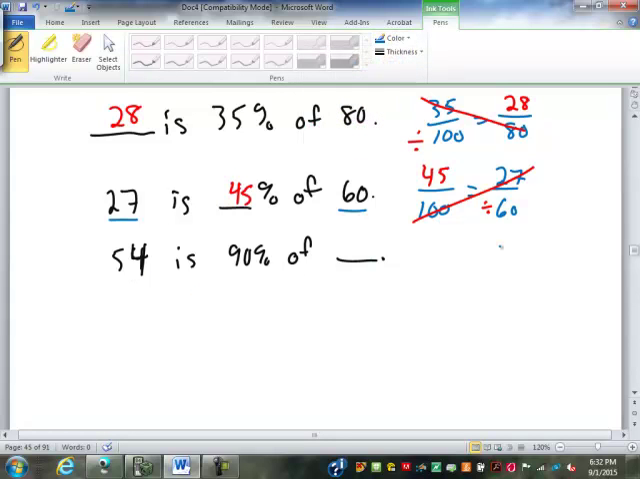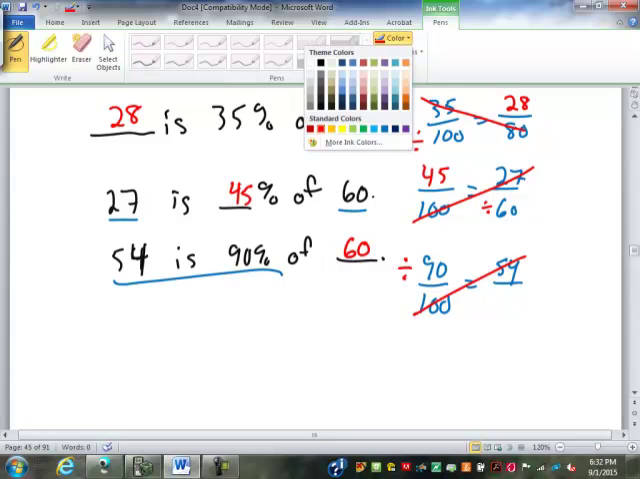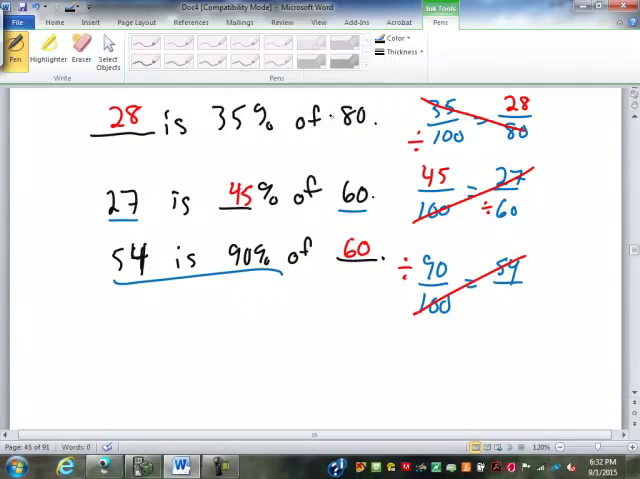And then we have 54 is 90% of blank, so we have 90, 90 out of 100. 54, top or bottom? So 54 goes on top, 54 is 90%. And we cross multiply. 100 times 54 divided by 90 is 60. How many of you had all three of those right? Perfect. So we're ready to move on.